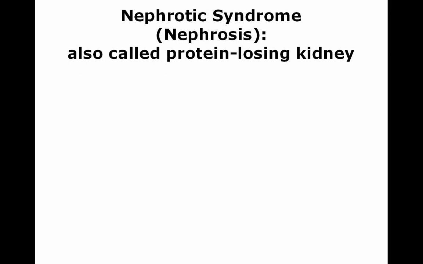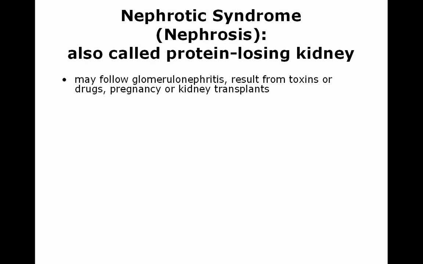Okay, now we want to look at nephrotic syndrome, also called the protein-losing kidney, and the protein that's being lost there is albumin that I've mentioned before. This is also referred to as nephrosis. There's several symptoms that go along with a person having nephrotic syndrome, and several etiologies there. The person may develop this nephrotic syndrome because of a bout with glomerulonephritis. It may result from poisons or medications that a person's taken into their body. Even pregnancy may cause nephrotic syndrome, and kidney transplants.